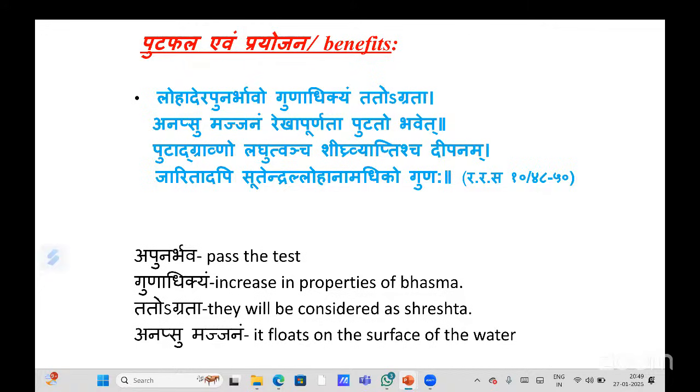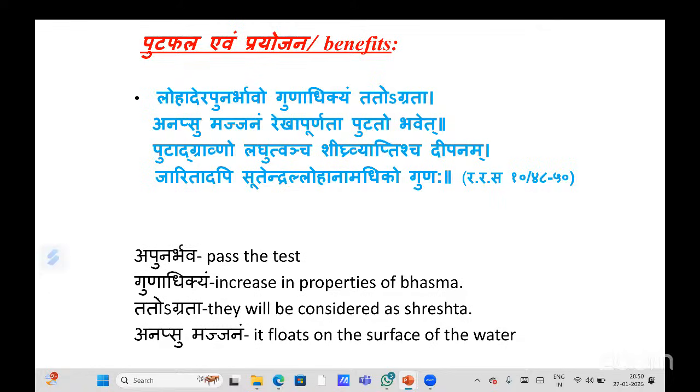So here the Basma should pass the Apunarbhava Pariksha, what you have discussed in syllabus point number 2 earlier, Basma Parikshas. So here Puta Phala Prayojana means if you give Puta to any drug, it should pass the Apunarbhava Pariksha. Gunadikya: it should increase the potency of the Basma. And Tato Agrata: that Basma or that drug should be Sreshtavan, and it should float on the surface of the water.